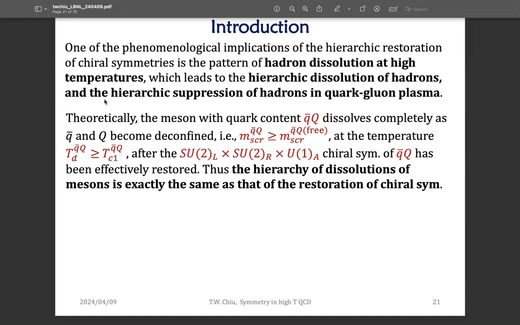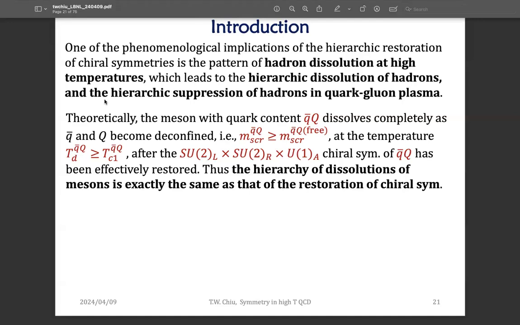So the screening mass is bigger than this, at a temperature bigger than the chiral transition, TC1. If the temperature is lower than that chiral transition, then the screening mass will not be bigger than the phi, the phi quarks in non-interacting field theory. That means the dissociation always happens after the chiral symmetry of the QQ bar has been effectively restored. So the hierarchy of the dissociation of mesons is exactly the same as the restoration of chiral symmetry. So this is my case.